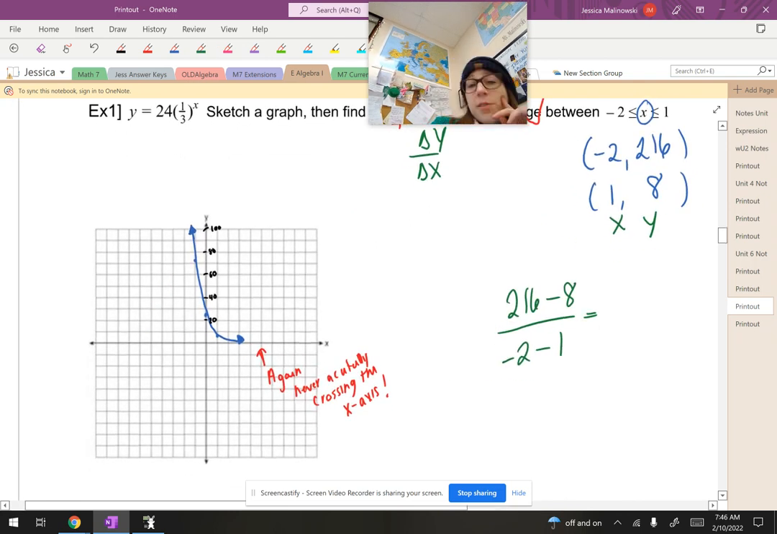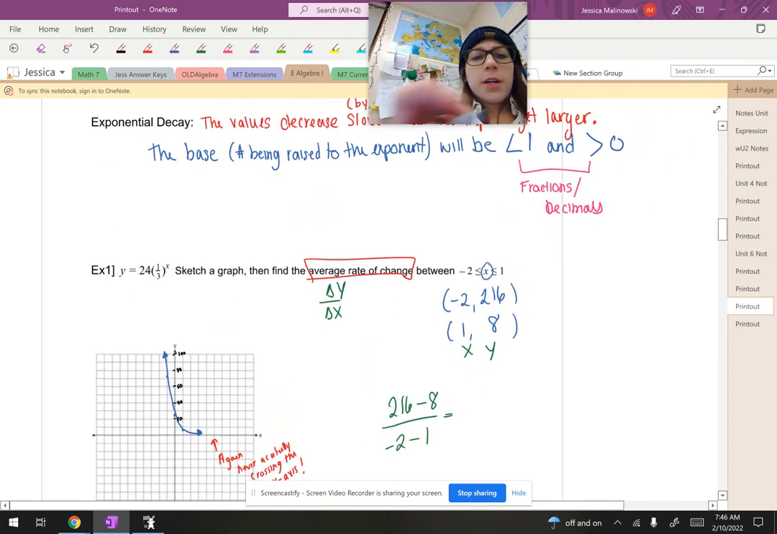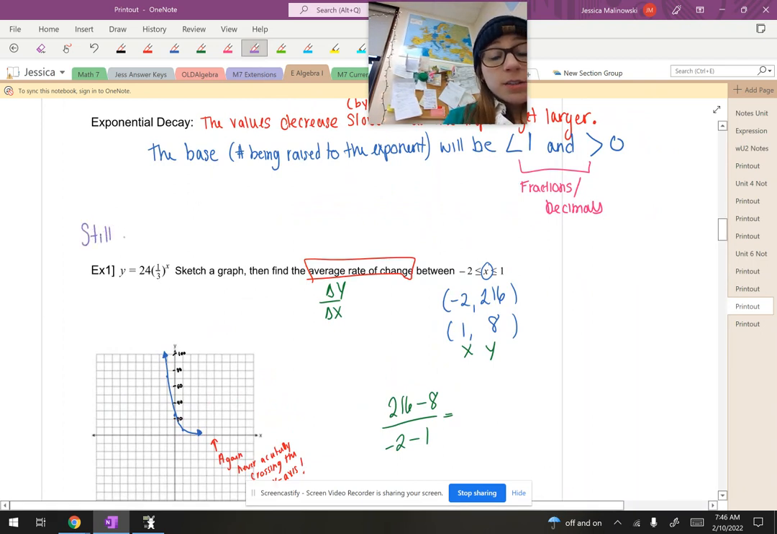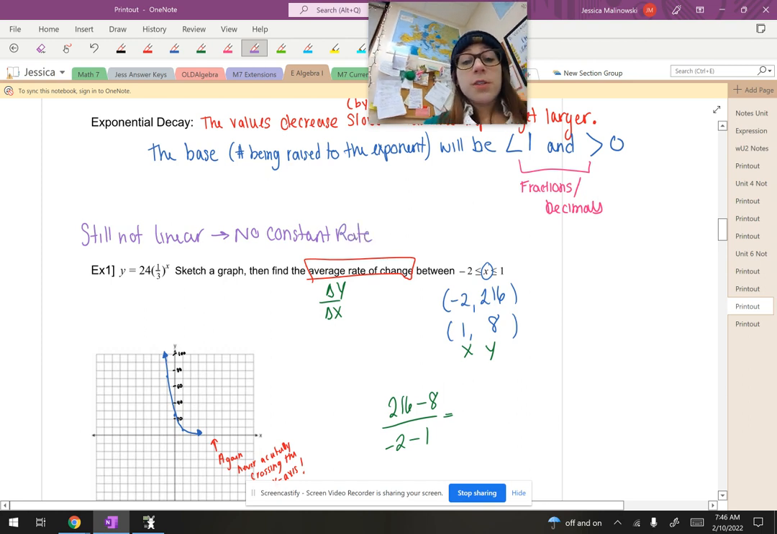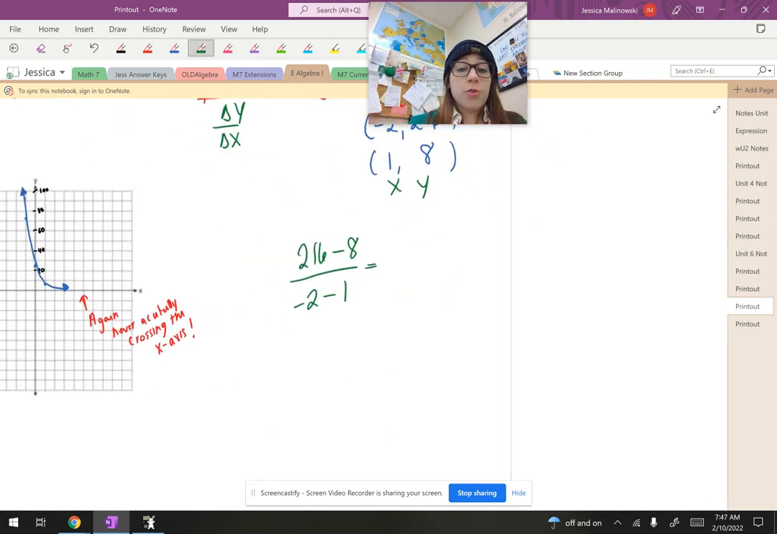Do you think this one's going to be positive or negative based on what the graph looks like? Should be negative because we have a downward or a decreasing graph, a negative slope if we were looking at a line, but it's not a slope because it's not a constant rate of change, which again, we're going to add in up here. This is still not linear. Again, why? There is no constant rate of change. Those buzzwords, they want to hear it. No constant rate of change. That's exactly what they're looking for when they ask you this question on your exam in June.